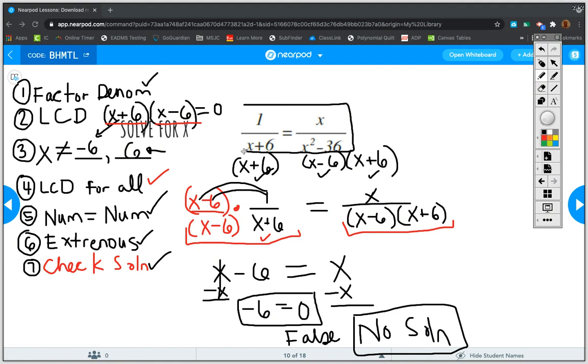Make sure on the test you are checking your work. If you're not checking your work, you're only getting half the points. So make sure if you do get an answer, not like this one, but if you do get an answer for X, you plug it in and double check that the left side equals the right side.